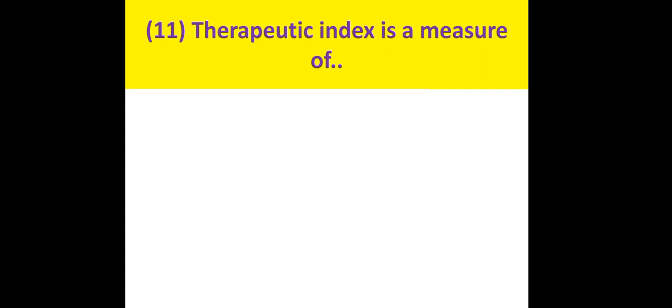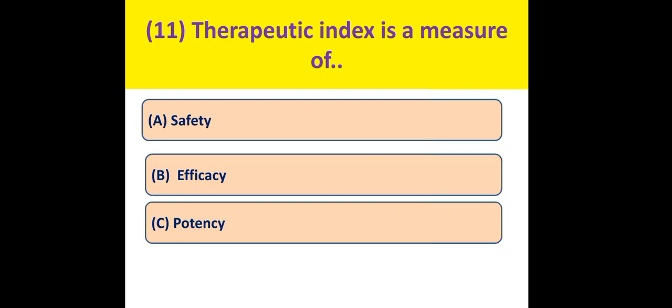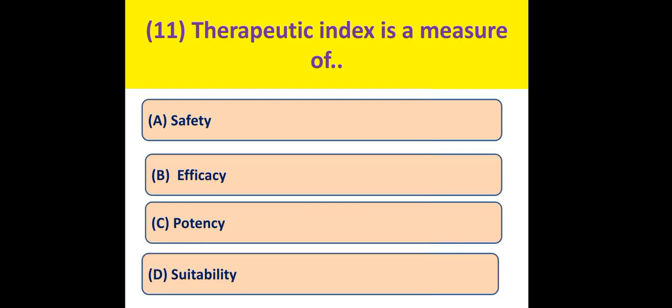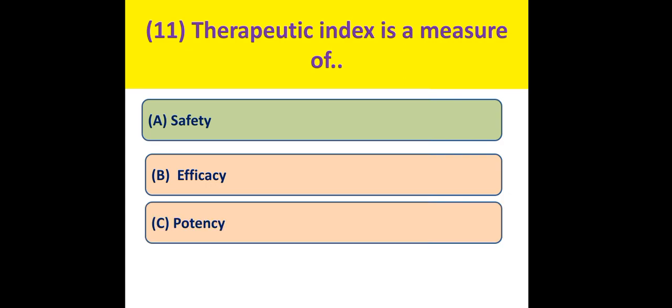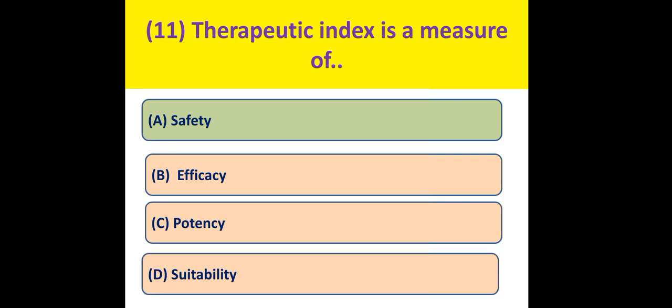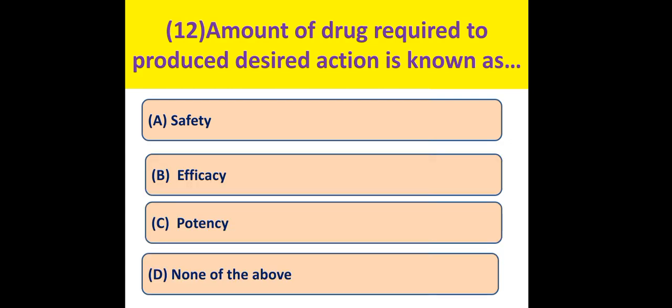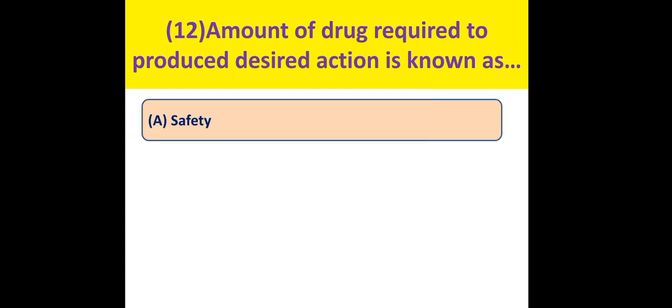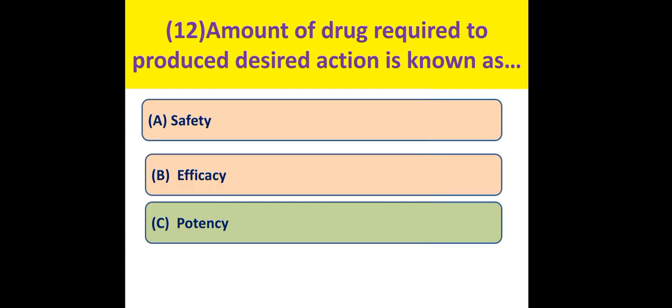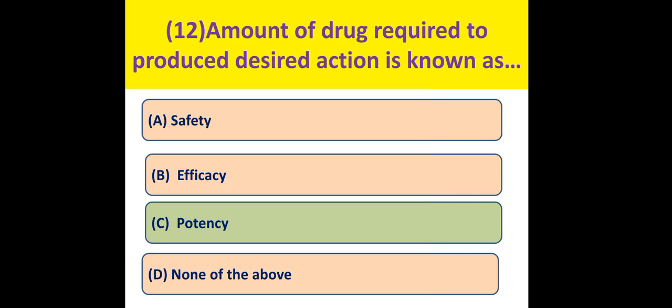Then therapeutic index is calculated by LD50 upon ED50 and it is a measure of the safety of a drug. The greater the therapeutic index, the safer the drug. Amount of the drug required to produce a desired action is known as safety, efficacy, potency, and none of the above. The correct answer is potency. Potency means the amount of the drug required to produce a particular action, and it is a relative term.